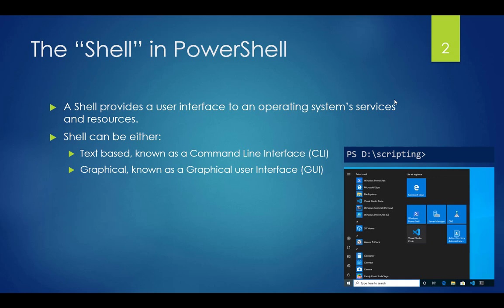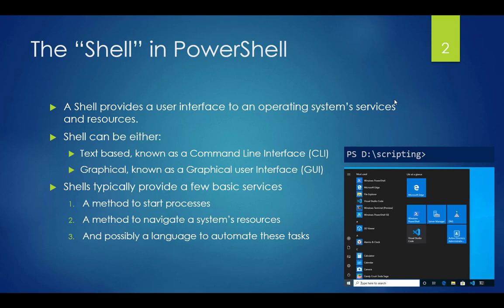So let's get back to this concept of a shell. Shells typically provide a couple basic services. One of the first services and one of the primary things that a shell does is it starts a program or initiates a process. The second thing a shell provides is a method to navigate the resources of the system. We'll talk about resource navigation a lot in a couple of lessons, but for right now, you can think of it as moving around the file system and seeing what resources are available for you to use.